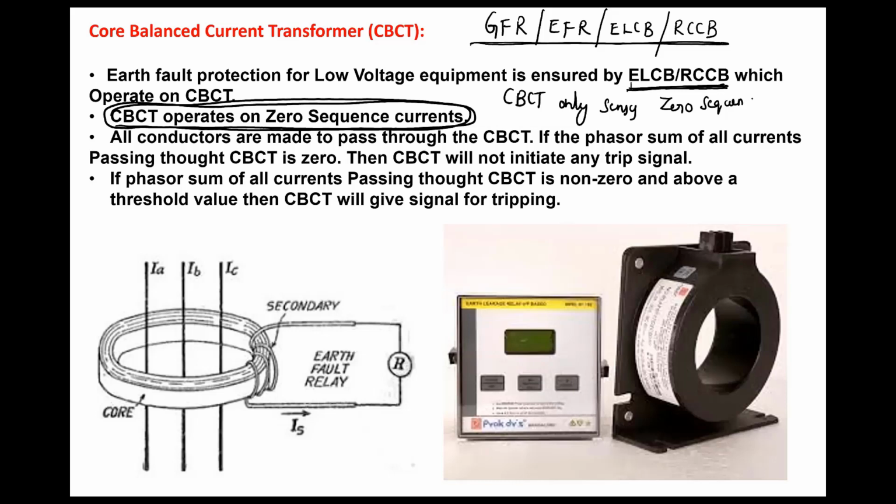So you know, zero sequence currents will only flow through the ground. In the forward direction they flow through the conductor, but in the return path they must flow through the ground. So the CBCT only senses the zero sequence currents.